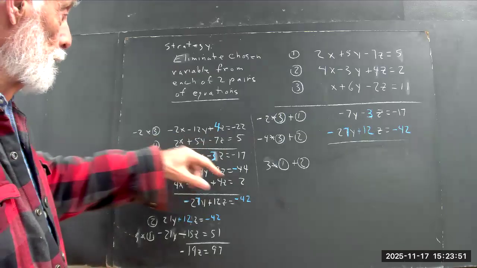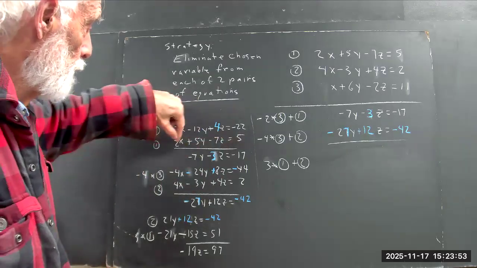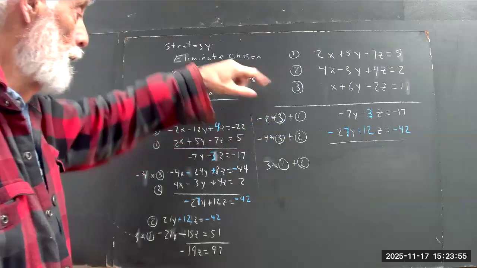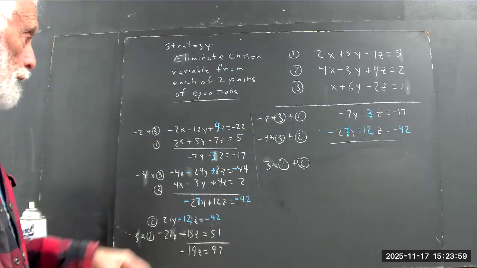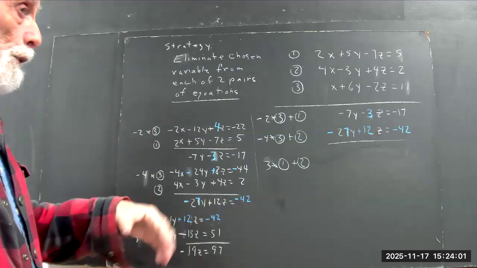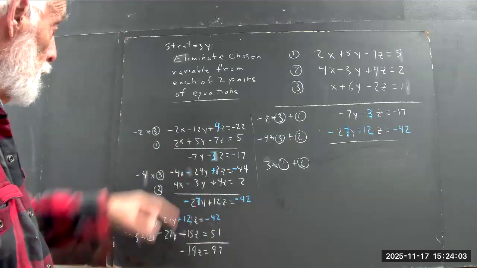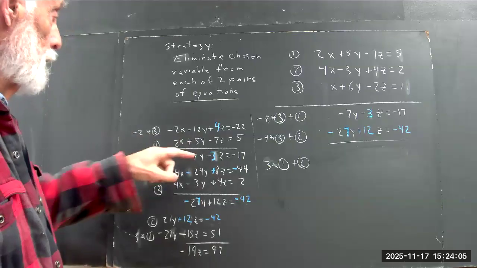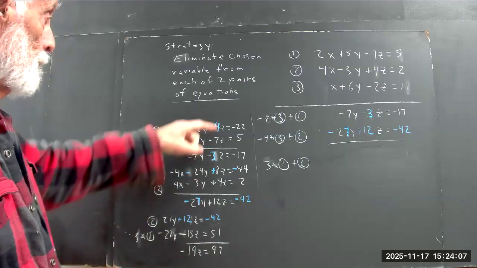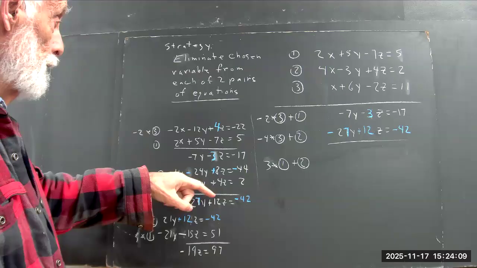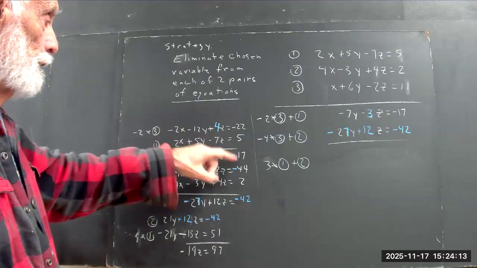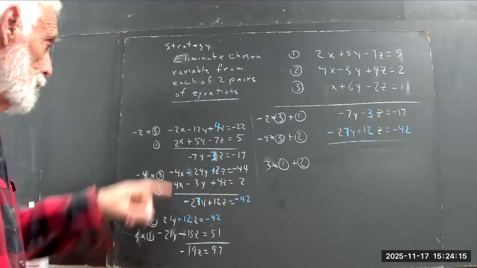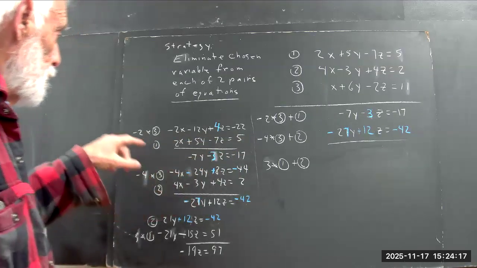Then we write down the first equation and verify that this is a multiple of that; this is just the first equation. Then we add what we have. -2x and 2x gives us 0. -12y and 5y gives us -7y. 4z and -7z gives us -3z. -22 and 5 gives us -17. So that will be the equation.